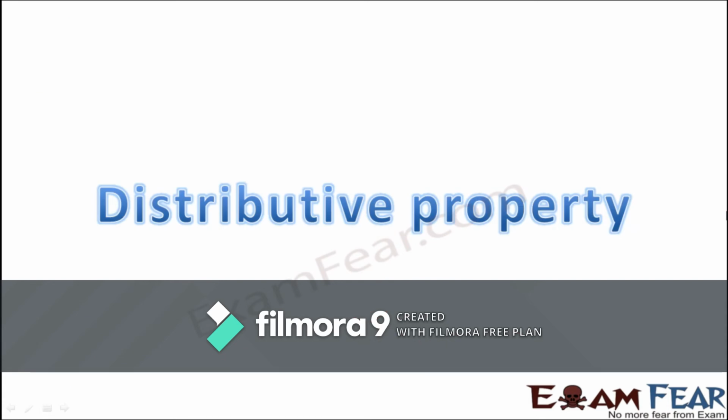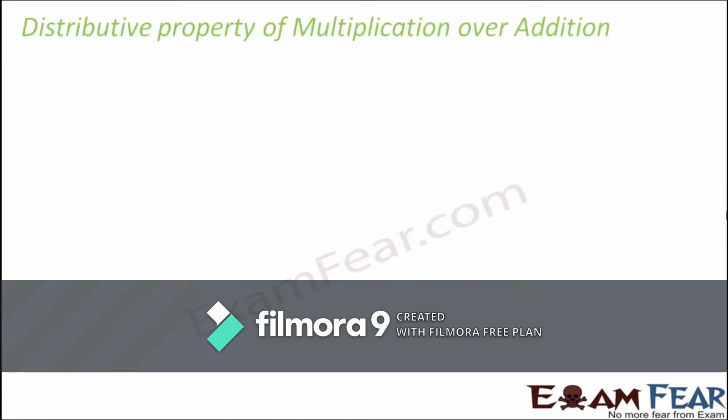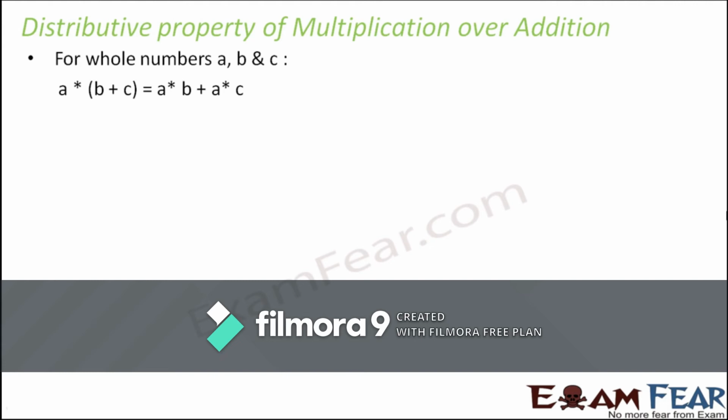That is distributive property. Now the name suggests distribution. So in this property we will see that something gets distributed over different numbers. Now what is that distribution? Let us try to understand. So this distributive property states that if we have three whole numbers A, B, C, then A into (B plus C) is equal to A into B plus A into C.